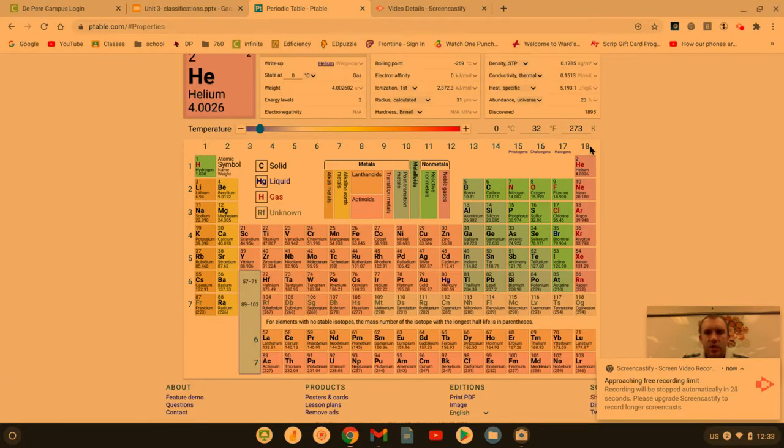So there you go. There's your trends of the periodic table. Basically, you just need to be able to read this periodic table, use the information at your disposal. And that's all I got for today.